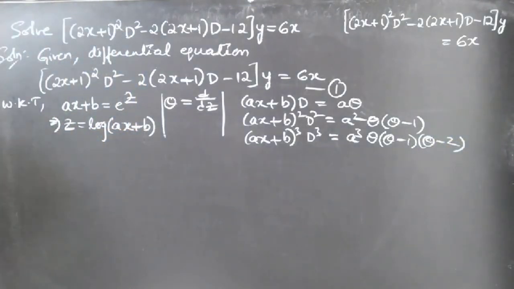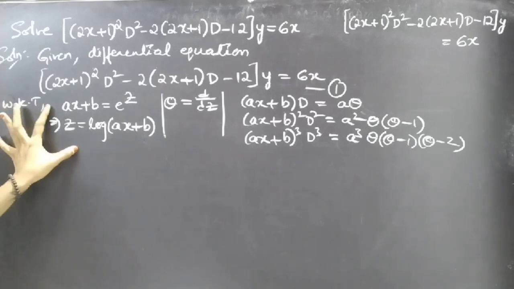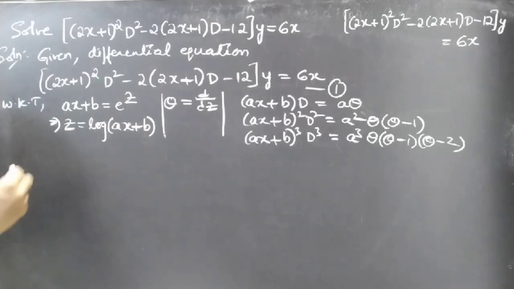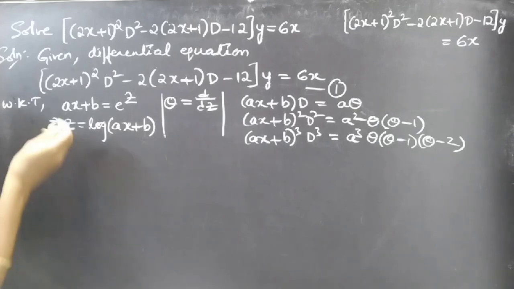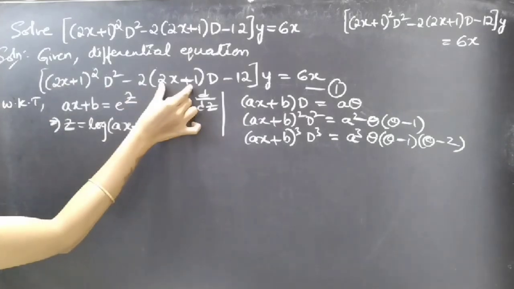In order to change the Legendre's equation to a linear equation with constant coefficients, we'll make the substitution, right? So this is the known thing, but from our problem ax plus b is 2x plus 1, right?